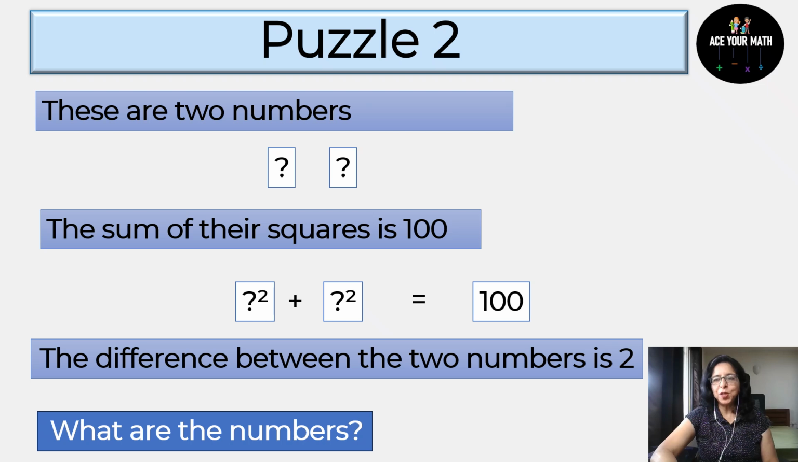You can try one more puzzle. These are two individual numbers. The sum of their squares is 100. The difference between the two numbers is 2. What are the numbers? So just try these two puzzles to check your squares and square numbers.